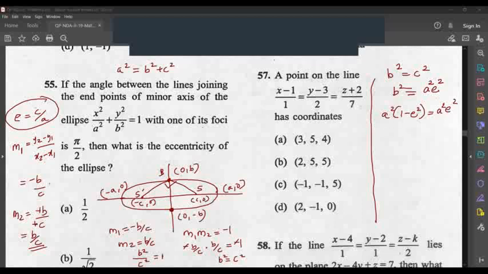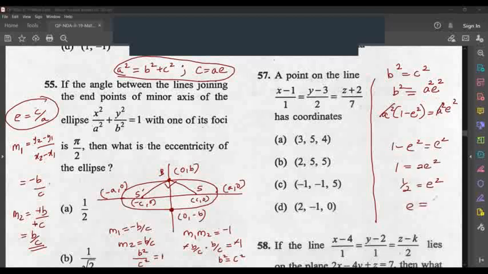So I just converted everything in terms of a and e, so that everything gets cancelled. And we know that c is equal to ae. So using these two relations, I am solving. So I got 1 minus e square is equal to e square. So 1 is equal to 2 e square. So 1 by 2 is equal to e square. So e is equal to 1 by root 2. So option B, 1 by root 2.